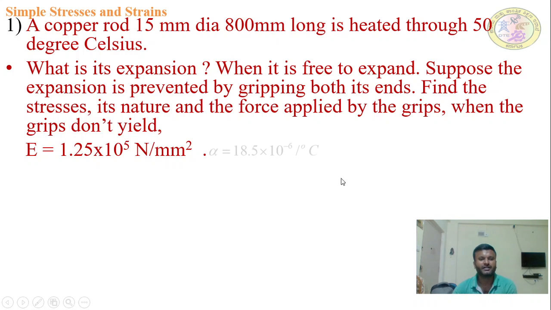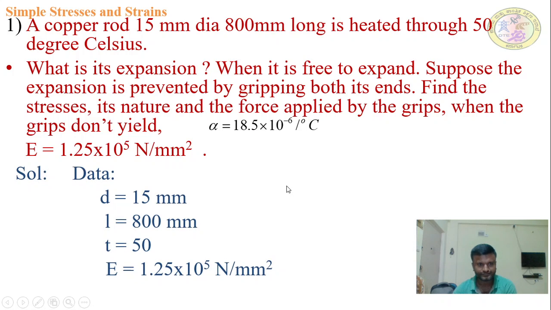Okay, write the given data. Alpha is also given. For copper, the coefficient of thermal expansion is 18.5 into 10 to the power of minus 6 per degree centigrade.